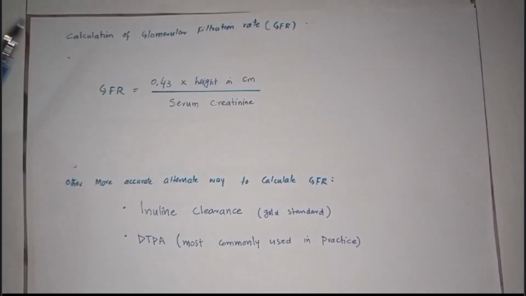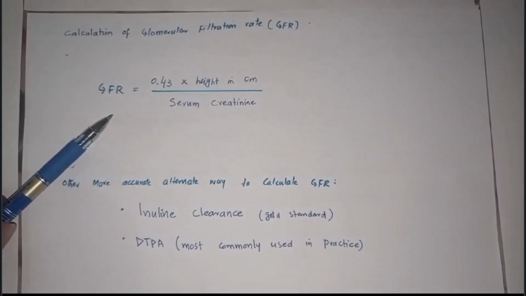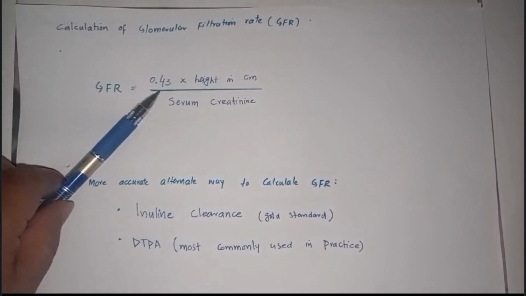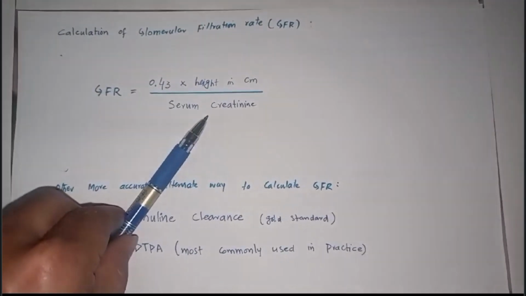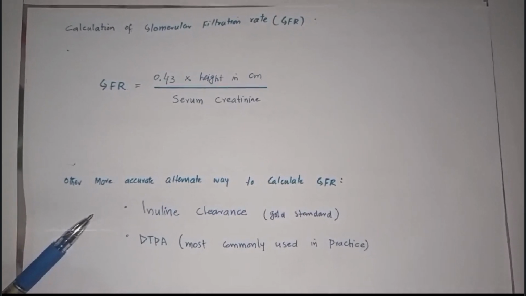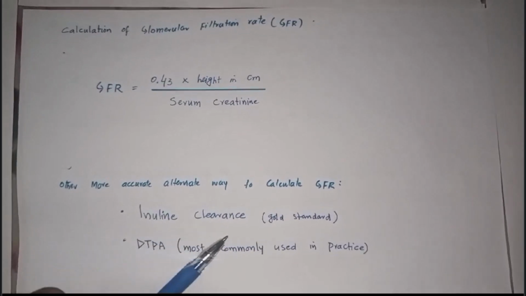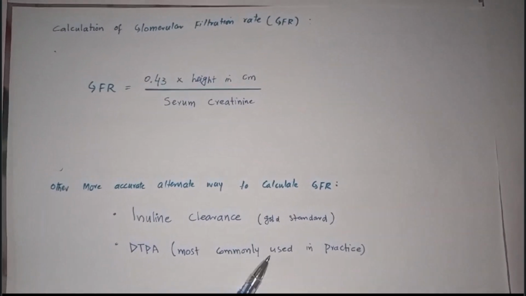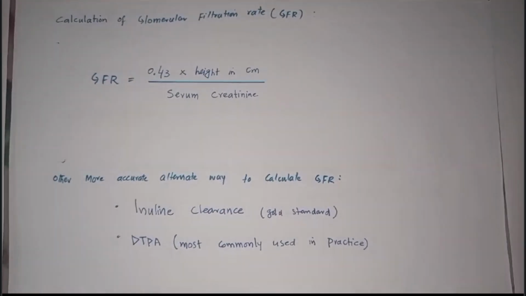Now, how will we calculate glomerular filtration rate, GFR? Here is the formula for calculation of GFR. GFR is equal to 0.43 multiplied by height in centimeters of the patient divided by serum creatinine of the patient. Here are other alternate ways to calculate GFR as well, like the inulin clearance test. This is the gold standard test, and the most commonly used test in practice is the DTPA test.